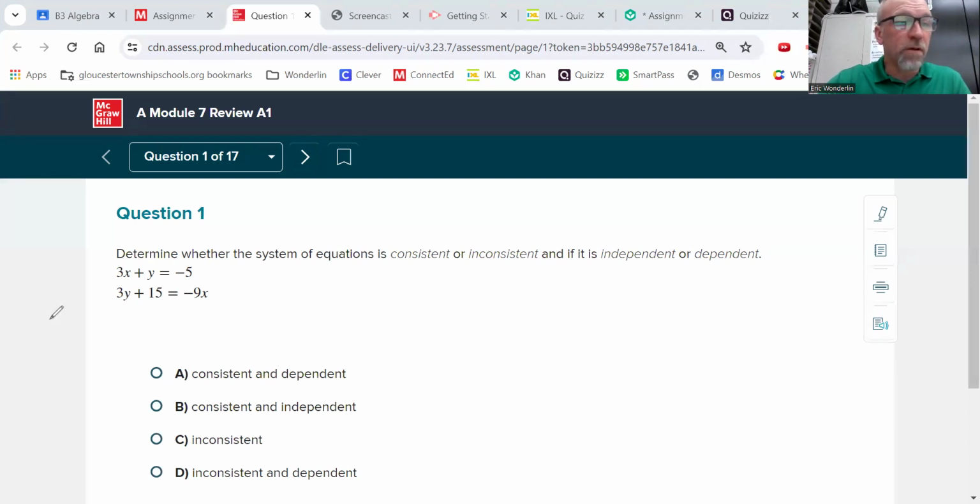So we're going to go through as quickly as possible and do all 17 questions from the review. All right. Determine if the system equation is consistent, inconsistent, and if it's dependent, independent. Before you can do anything, you have to solve it. To solve it, I have to put both of these equations into the same form. It doesn't matter what form, as long as they're in the same form. I prefer standard form, so I'm going to take the second equation and put it in standard form. The first one already is.